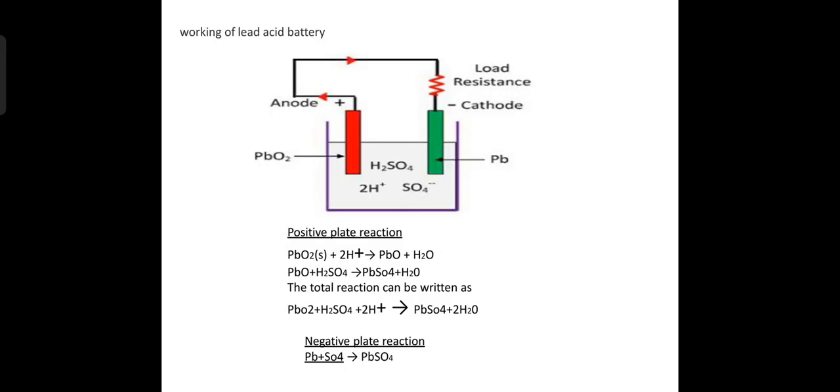That is the working of a lead acid battery. You can see the anode terminal and the cathode terminal. At the cathode terminal, we connect the load resistance. These are the materials and the positive plate reactions. The reaction is shown here.